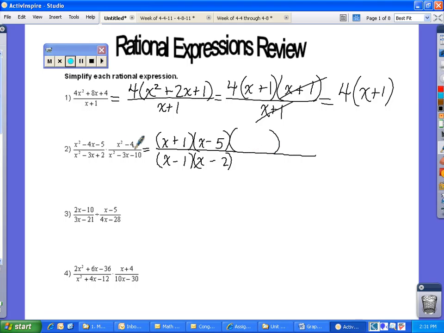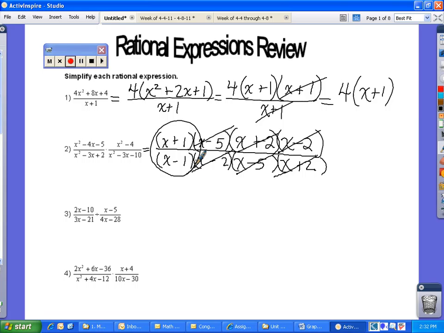And now for x squared minus 4, that is a difference of squares, which means I take the square root of x squared, which is x, I take the square root of 4, which is 2, and I do a plus and a minus. And then finally, factoring the last trinomial, I'm looking for two numbers that when I multiply I get negative 10, and when I add I get negative 3. Those two numbers are negative 5 and positive 2. Now I can cross out the negative 5's, the plus 2's, and the minus 2's, and I'm basically left with x plus 1 over x minus 1.